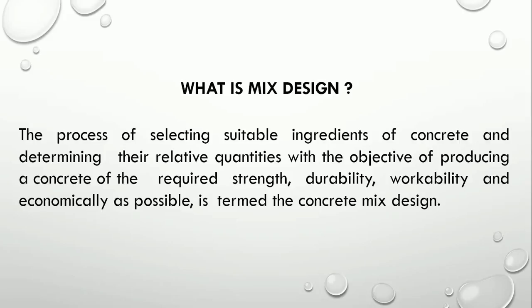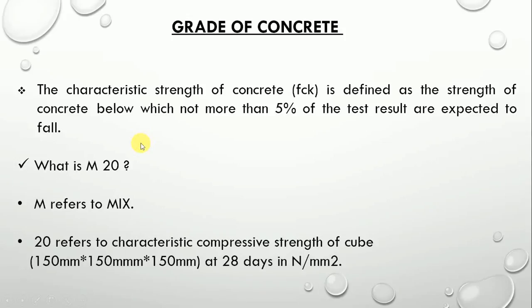Economical doesn't mean that we have to produce the cheapest concrete. If we produce the cheapest concrete, then it will also give the cheapest quality. So guys, to maintain this balance of strength, durability, workability and being as economical as possible, we have to do this design with a process, with suitable selection of the ingredients of the concrete. So this whole process is termed as concrete mix design. Now moving further, grade of concrete.